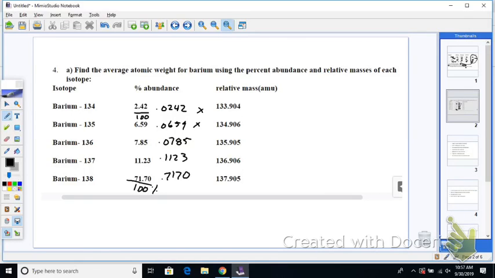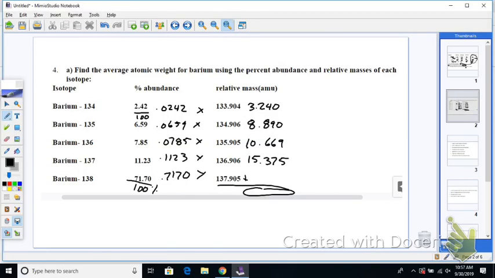And then you multiply those out, and then you're going to add them all up at the end, and that's your average atomic weight for barium. And it should come out really close to barium's weight on the periodic table. So when I multiply these out, these are the numbers I did get. And this one, you might double check if you come up with an answer that is a lot different than what's on the periodic table. Because then you're going to be way off from what that answer is supposed to be. So 137.05 is what I came up with.